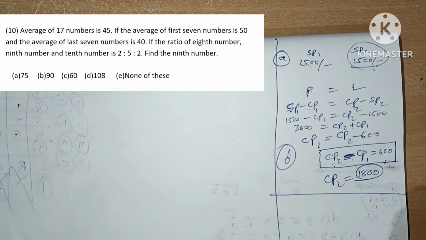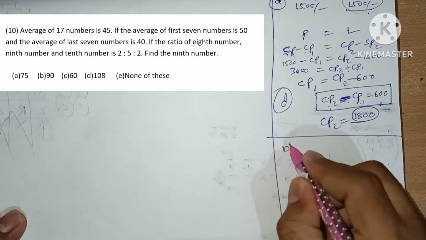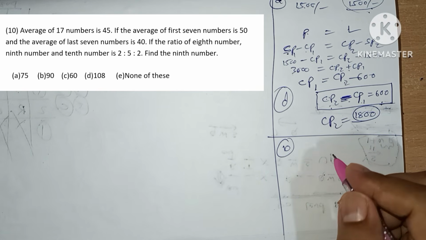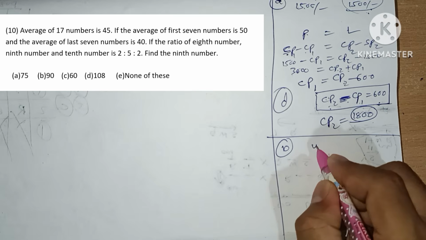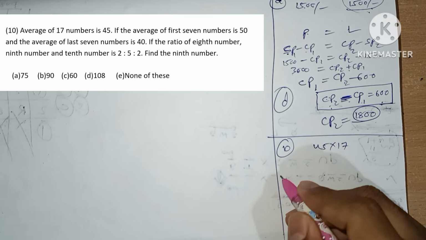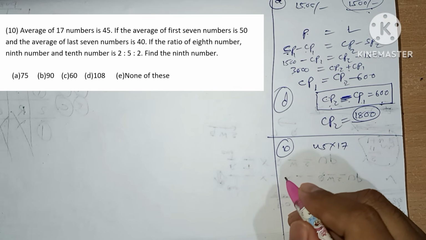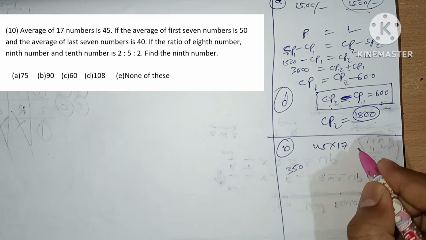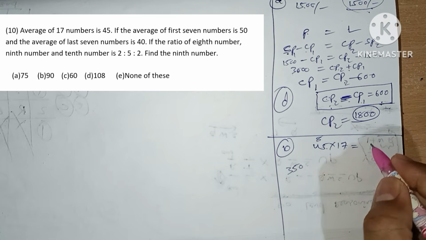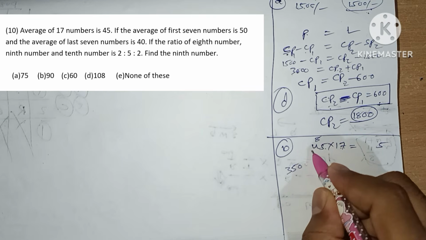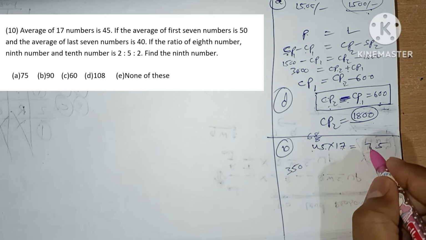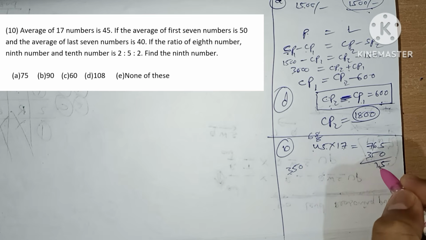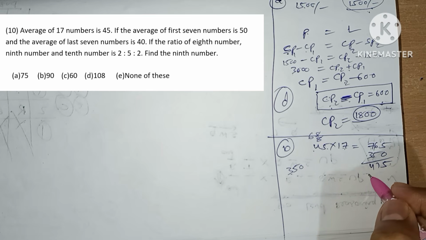Next we are going to see question number 10. The average of 17 numbers is 45. So 45 into 17 is the total. If the average of the first 7 numbers is 50, so 50 times 7, which will be 350. Let's see this: 17 times 5 is 85 and 17 times 4 is 68, and this one is 765. Subtracting 350 will be 415 that is left.